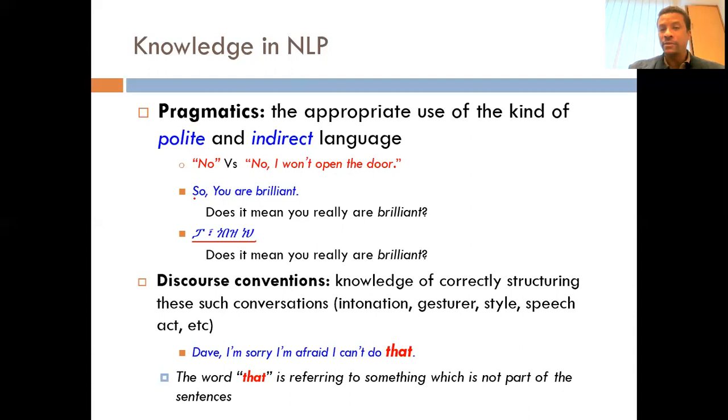You can say, "So, you are brilliant." It might not mean that you are really bright. You have to look into the context in which I'm uttering these words. And this study is what we call pragmatics.